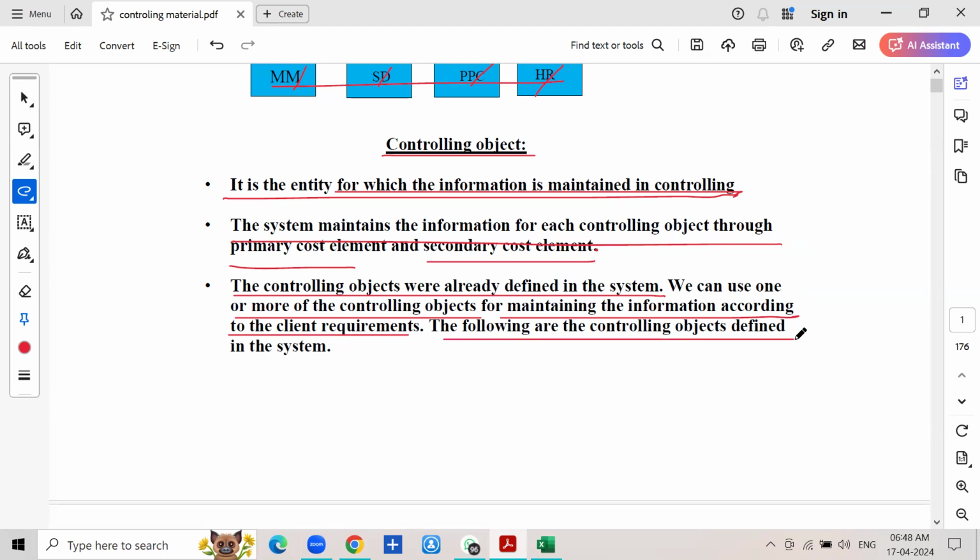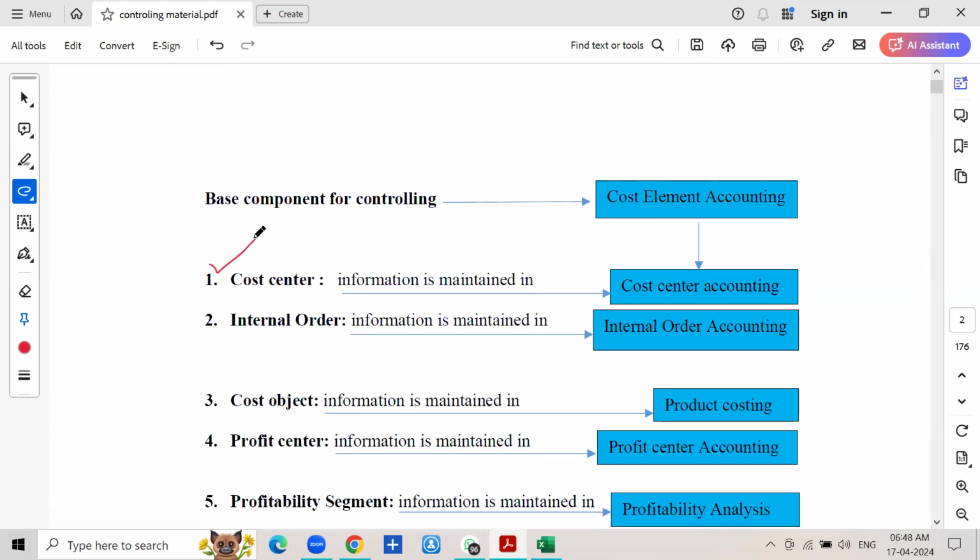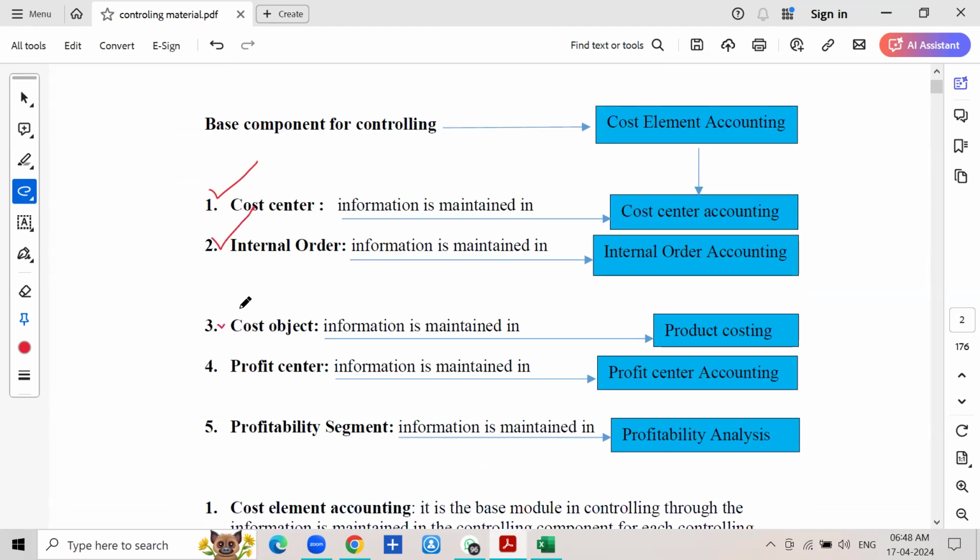The following are the controlling objects defined in the system. Number one, cost center is a controlling object. Internal order, cost center, profit center, and profitability segment. So, cost center is a controlling object, meaning with reference to cost center, we maintain the information of expenses and revenues. With reference to internal order, we maintain the information, we process the information, we analyze the information with reference to internal order, right?